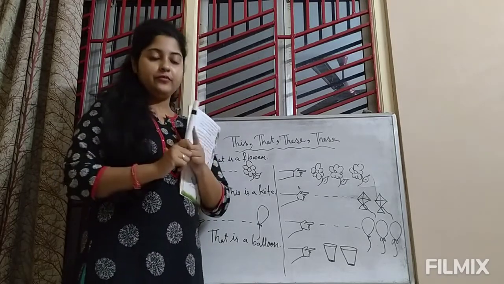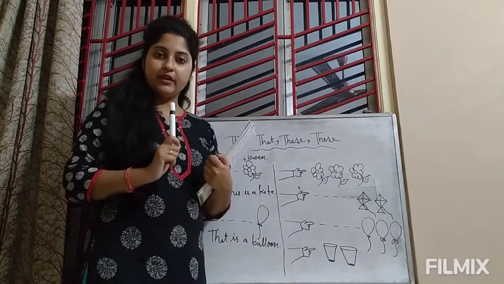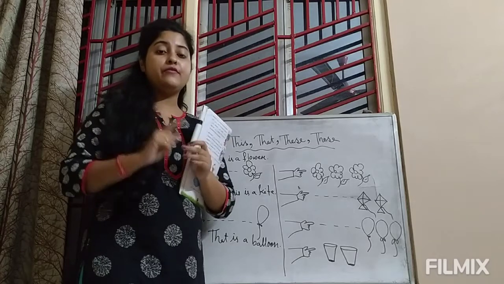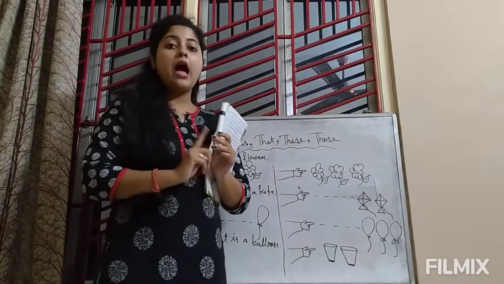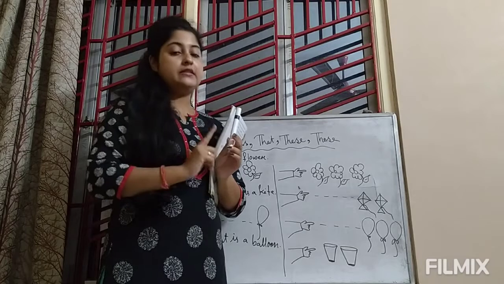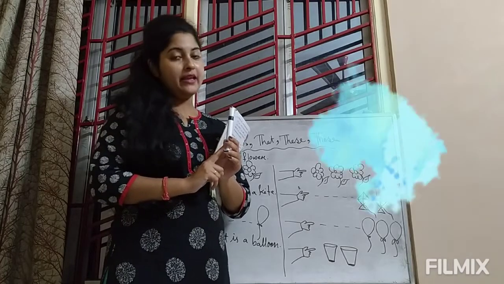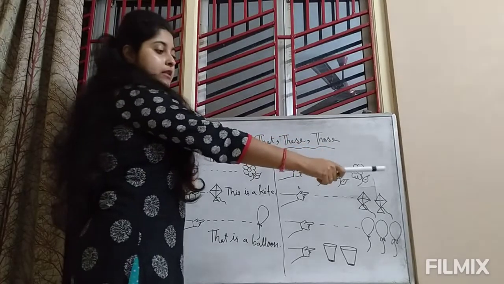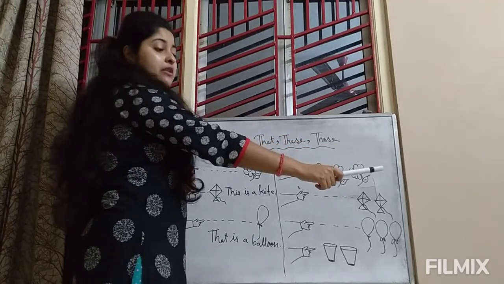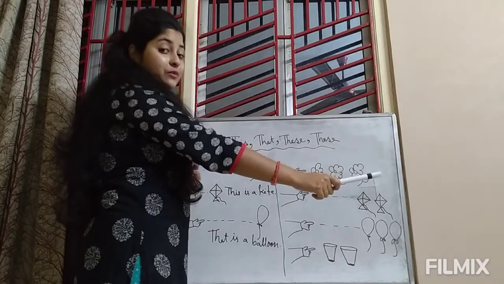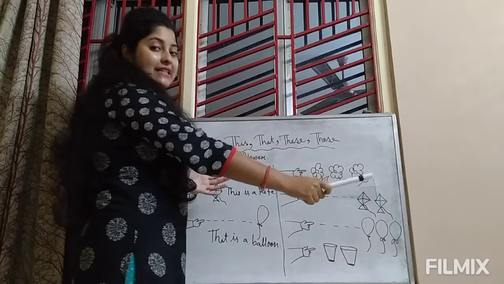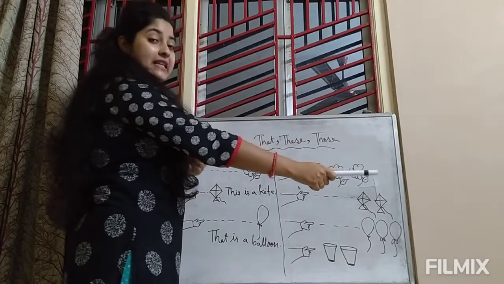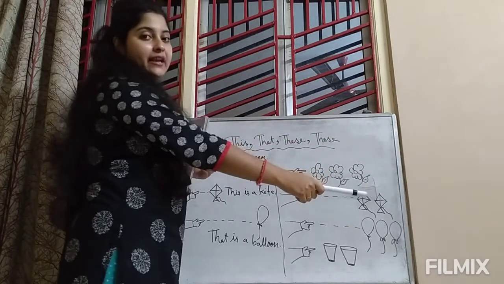Now here I am giving one more example to you. Here look at this marker. This is near to me, right? It is near to me. So when I give you any description about this marker, I will say this is a marker, this is white in color. Now students, suppose this marker is far from me. Now what will I say? I will say that is a marker. That is a marker, that is white in color.